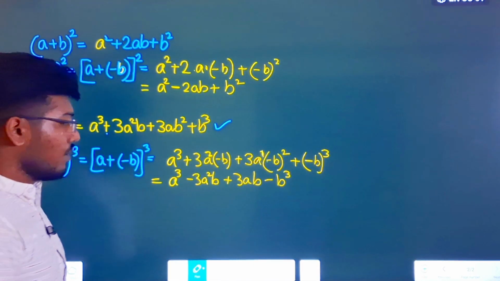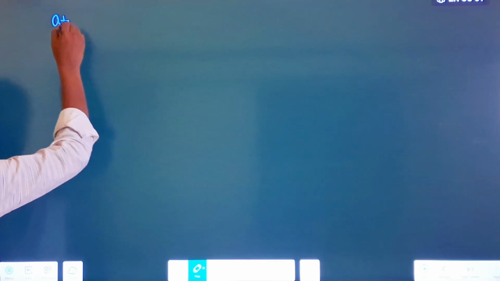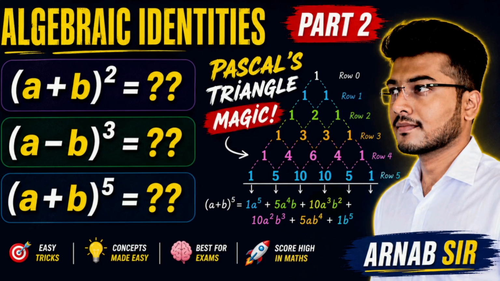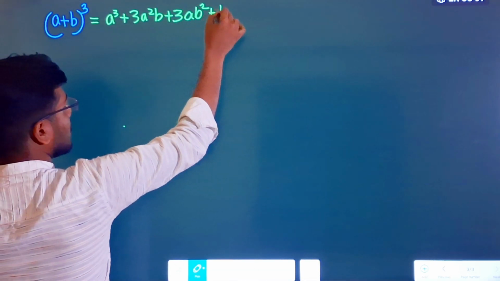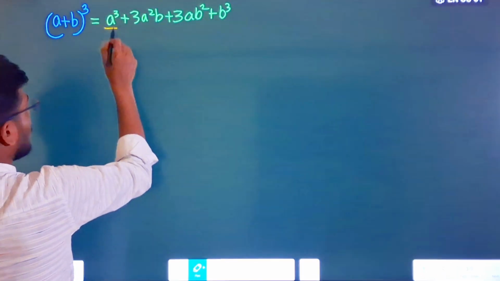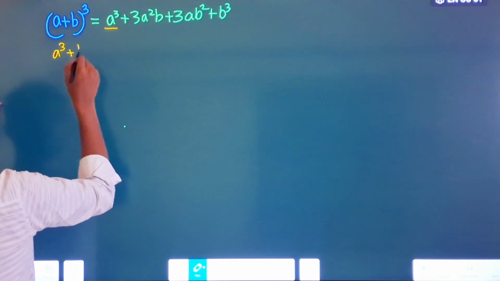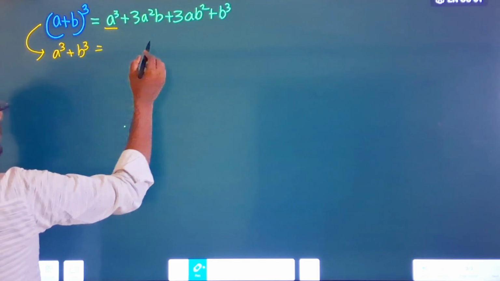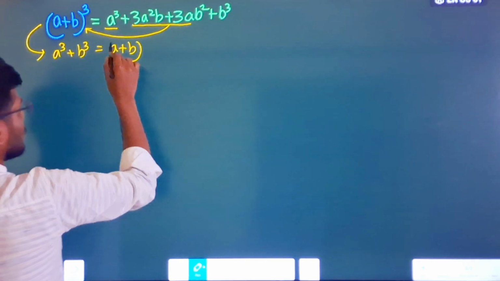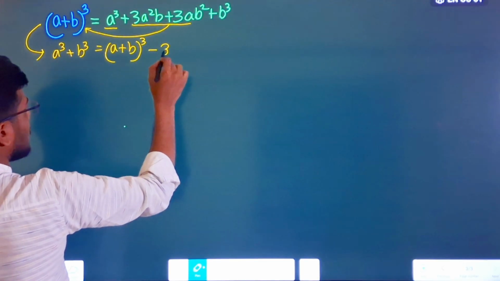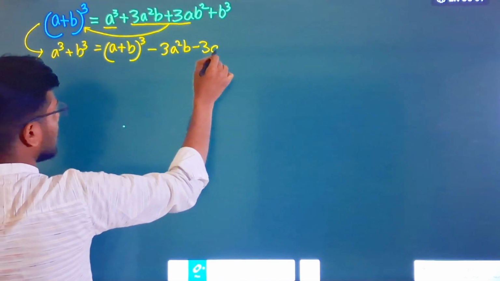Okay, now we find one thing. We know the formula of (a + b)^3. Do you know what is the formula of (a + b)^3? Write down a^3 + 3a^2b + 3ab^2 + b^3. Okay, at first you think, now we have to find the formula of a^3 + b^3. By using this, you put these terms on the left hand side. So what happened? (a + b)^3 - 3a^2b - 3ab^2.